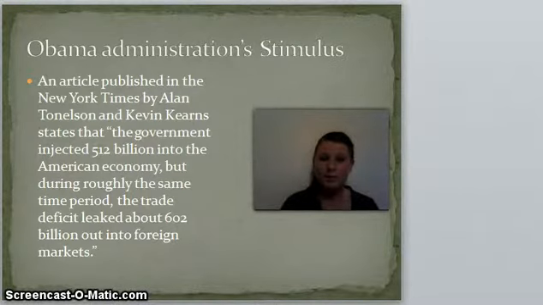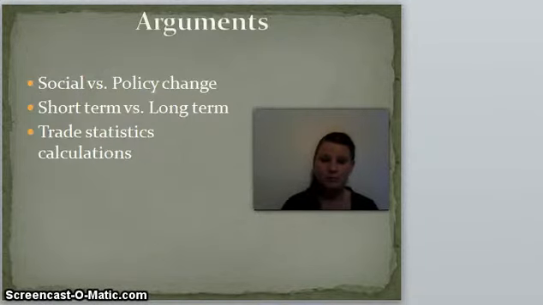The Obama administration did do a stimulus package to try and offset this problem. An article published in the New York Times by Alan Tonelson and Kevin Kearns states that the government injected $512 billion into the American economy, but during roughly the same time period, the trade deficit leaked about $602 billion out into foreign markets, which means we basically offset the fact that they injected all of the money into it and nothing was accomplished by this stimulus package.